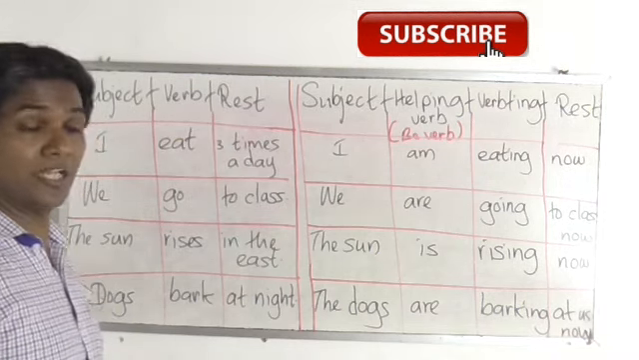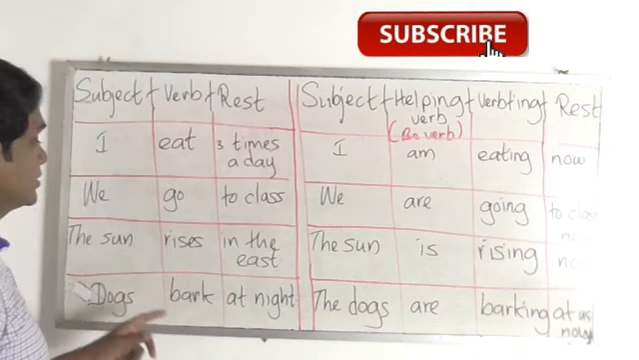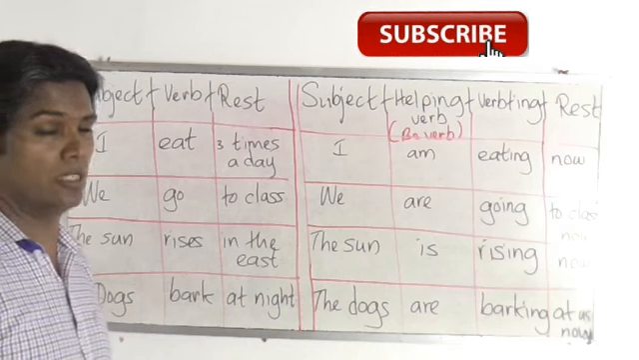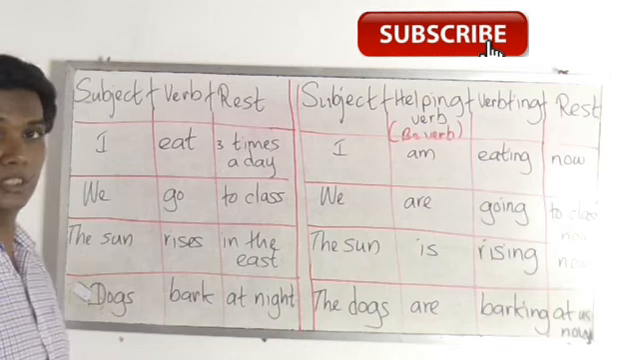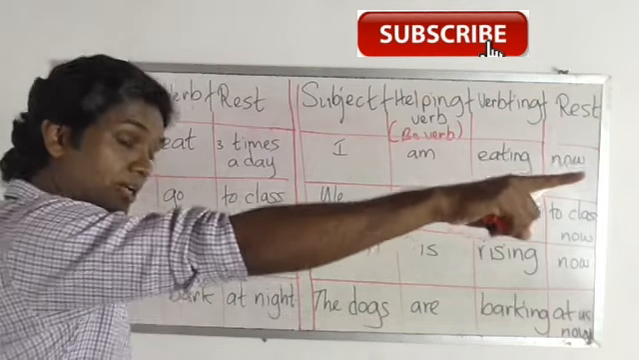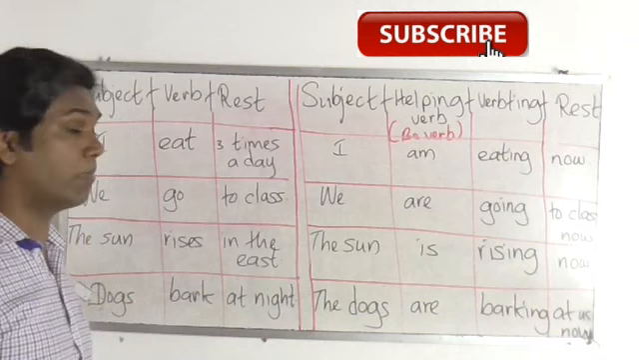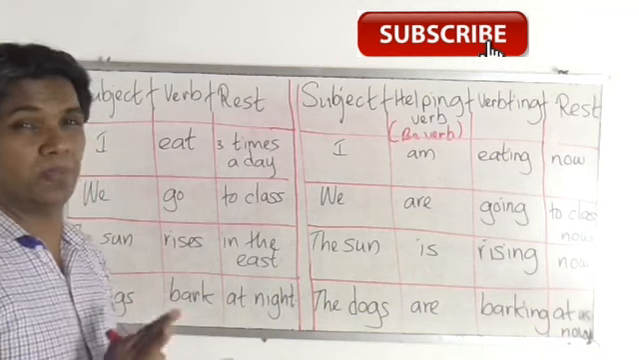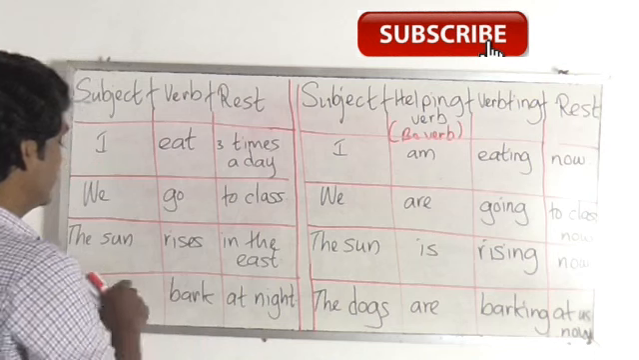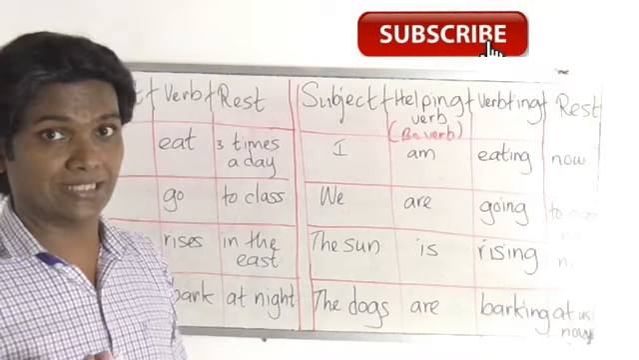The dogs are barking at us now. Dogs bark at night, not now. It's a general truth. We use "the" because we are talking about a specific kind of dogs which are barking right now at us. Here, dogs bark at night. We are not talking about a specific kind of dogs. That is in general. You got it? Now let's go to the next lesson.